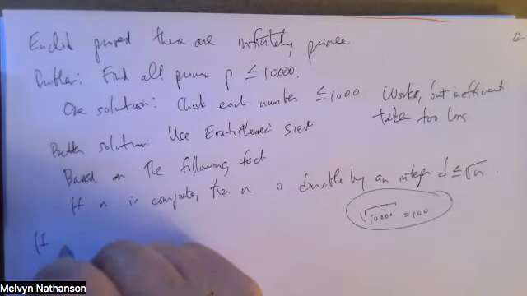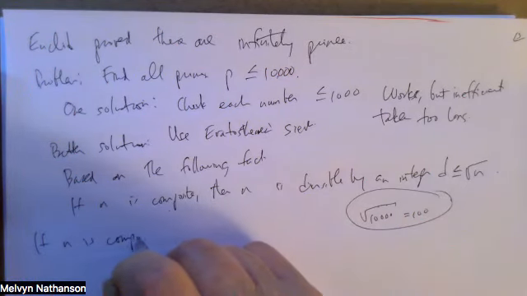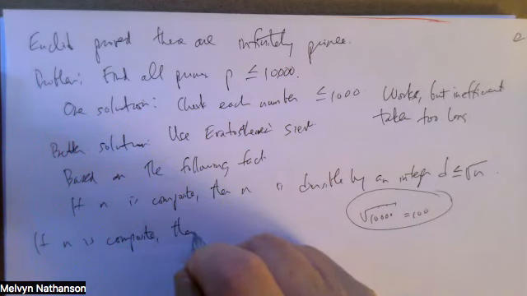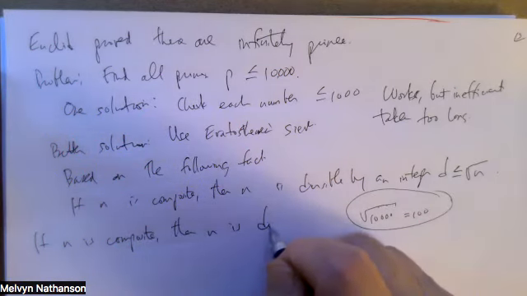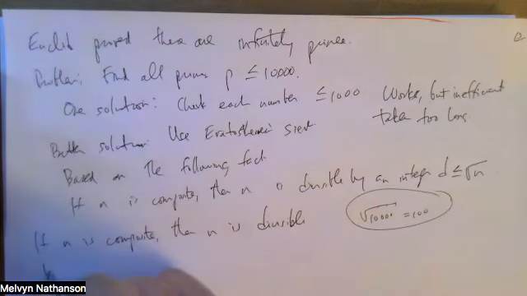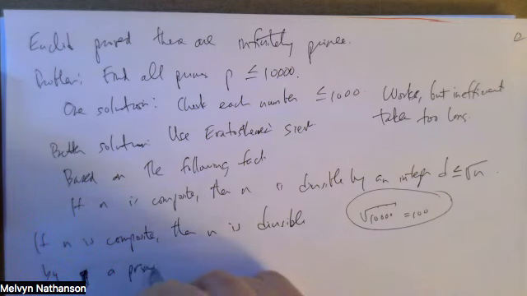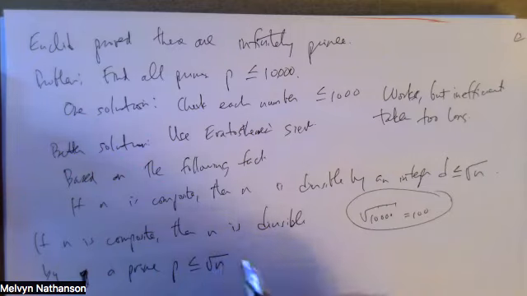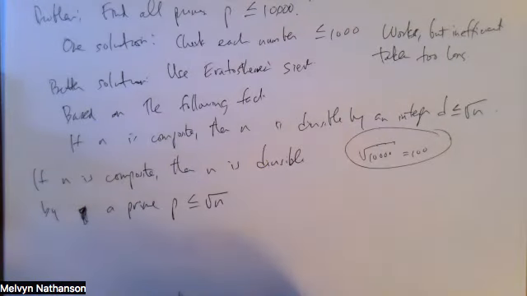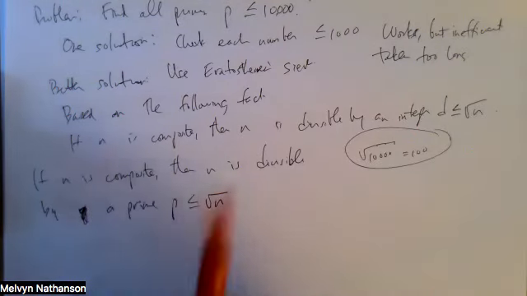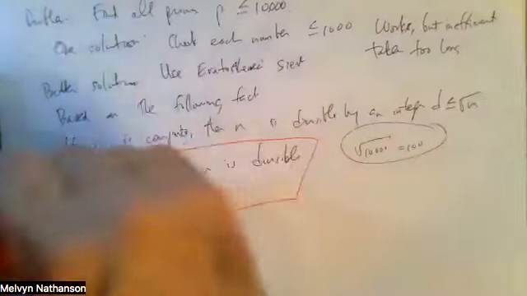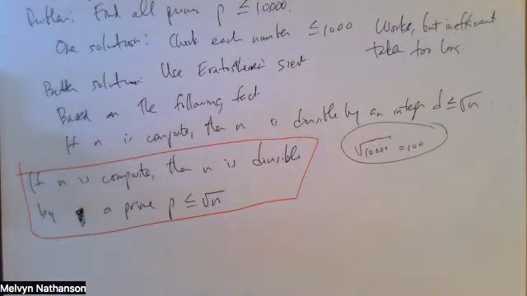So in fact, if n is composite, then n is divisible by a prime p no bigger than the square root of n. So this is the key arithmetical fact that underlies the sieve of Eratosthenes.